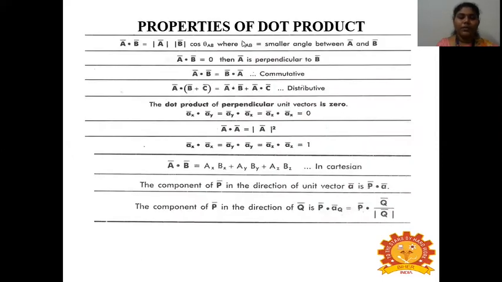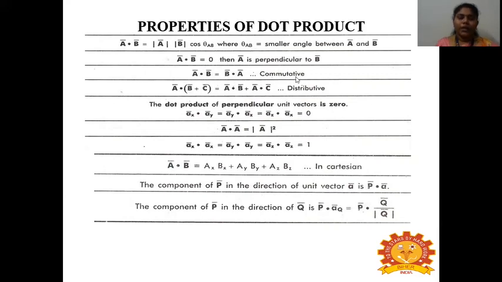Next, what are the properties of the dot product? First, A vector dot B vector gives modulus of A vector, modulus of B vector, and then cosine of the smaller angle between these two vectors. So the smaller angle between A and B vector can be identified by using the dot product. Next, A vector dot B vector will be equal to 0 when the two vectors are perpendicular to each other.